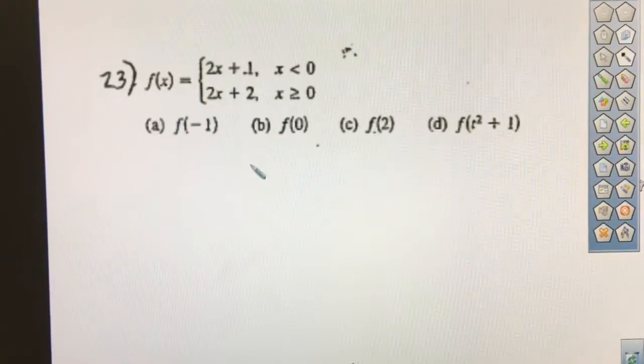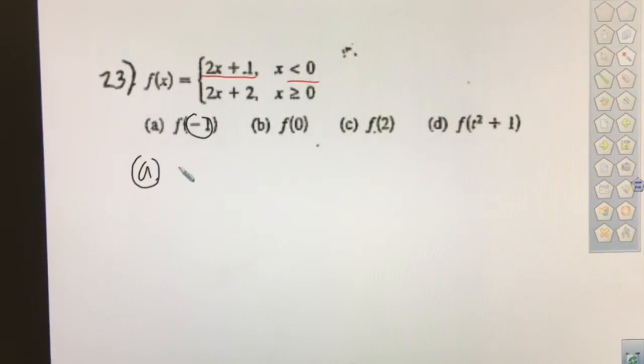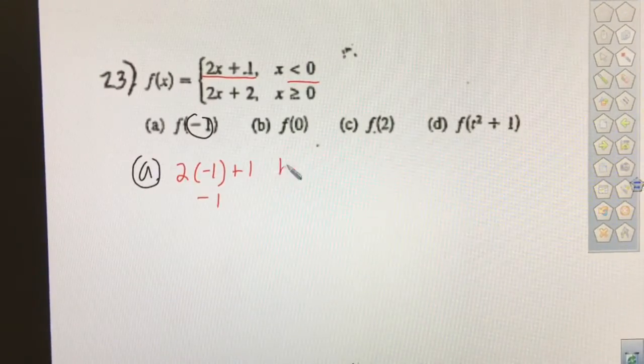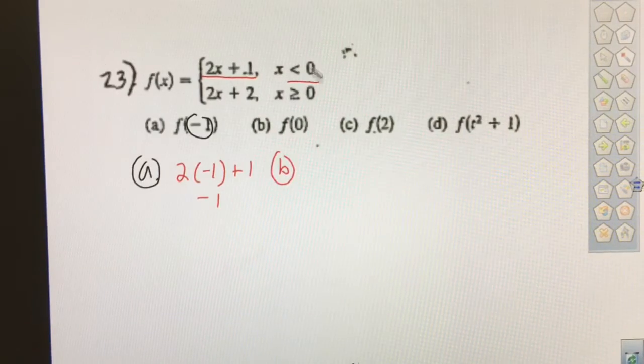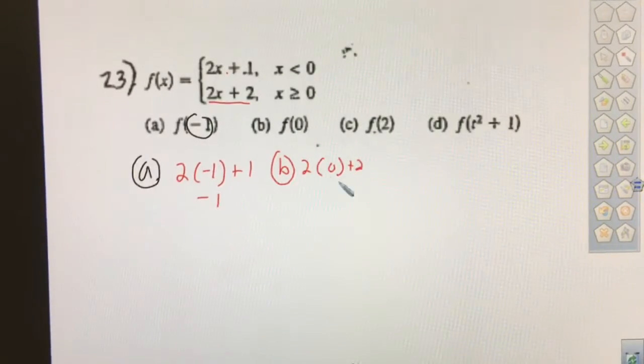Another piecewise function. What they want me to do is plug in for a, -1. So f of -1, and notice -1 is less than 0, so I'm going to use the top equation. So it's going to be 2 times -1 plus 1, so -2, that's going to equal -1. For b, I have to plug in 0. Which one do I plug 0 into, the top one or the bottom one? Notice 0 is greater than or equal to 0, so I'm going to plug it into the bottom one. So when I plug 0 into there, that's going to give me 2 times 0 plus 2, or just 2.